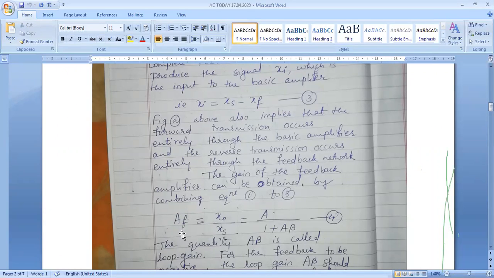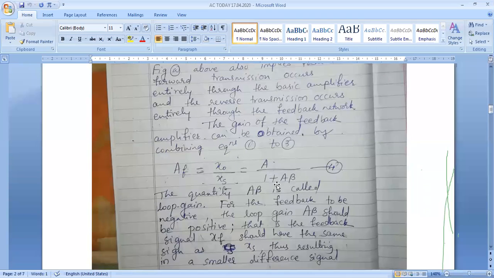Now AF, the gain with feedback, is defined as the ratio of output quantity divided by input quantity applied to the amplifier circuit. So X0 divided by Xi. This is equal to A divided by 1 plus A beta. This is written as equation 4. Now the product A beta, we call it the loop gain. So the total gain around the loop is A beta.